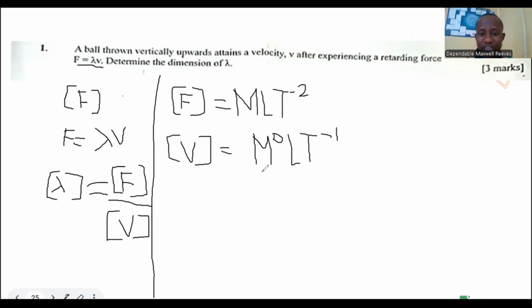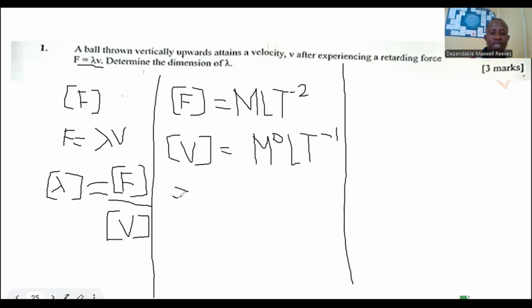Now, we write M to the 0 power here because in mechanics, we always express the dimension of any fundamental or physical quantity in terms of mass, length, and time. For the sake of simplicity, we express the dimension of any physical quantity in mechanics in terms of the dimension of mass, the dimension of length, and the dimension of time. So what we need to do now is replace the dimension of F divided by the dimension of V to obtain the dimension of lambda.